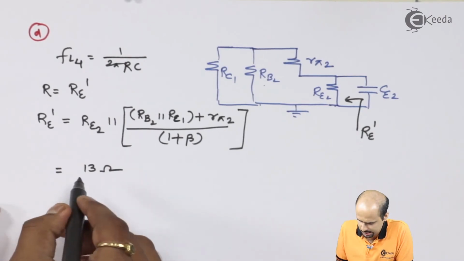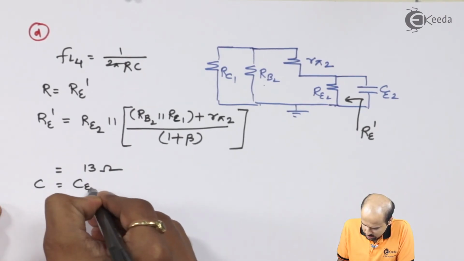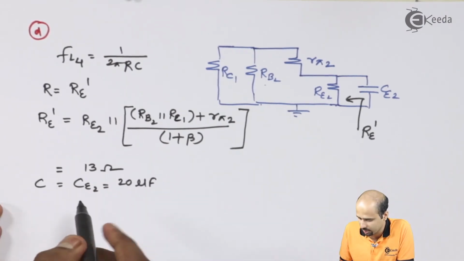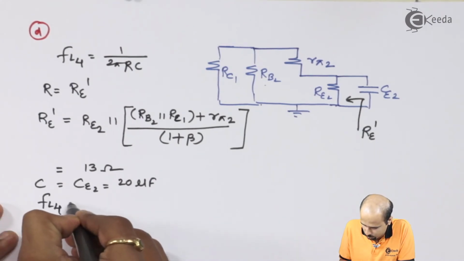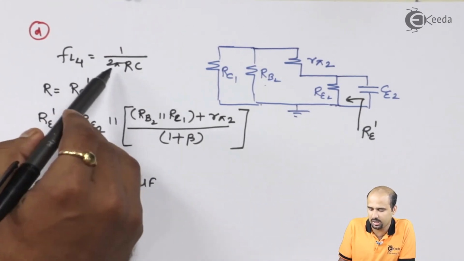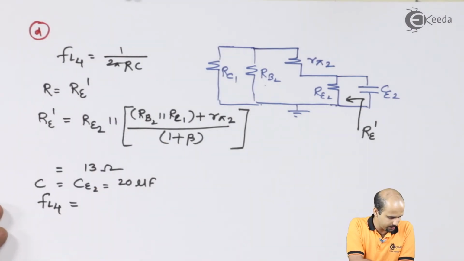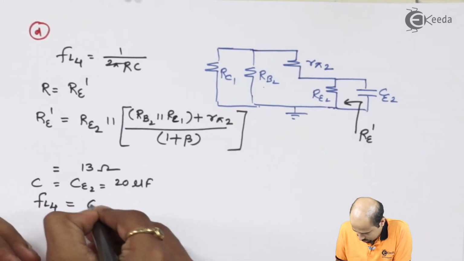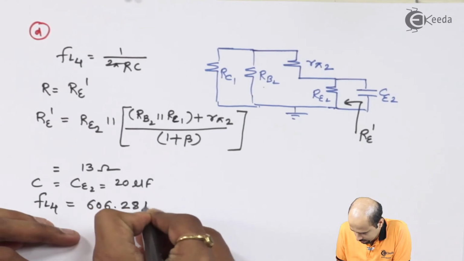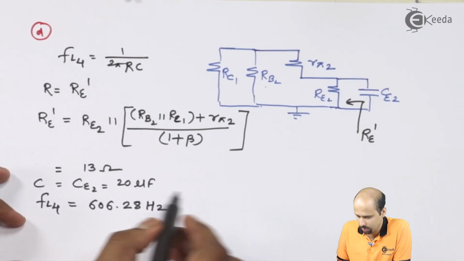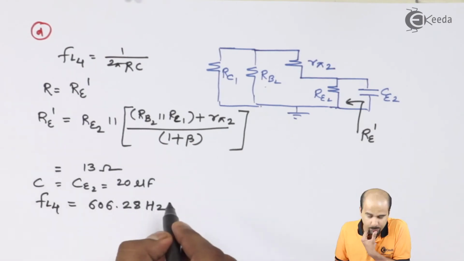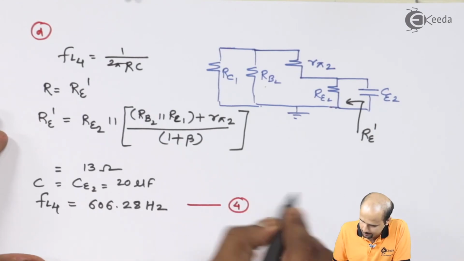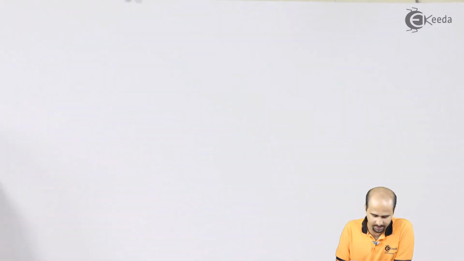So very low valued resistance, 13 ohm, and C is equal to CE2, which is given as 20 microfarad. All these values of capacitances are given, so we just have to find the value of FL4 by putting these values of C and R in this particular formula. So we'll be getting the value of FL4 as 606.28 hertz. That's a very high value, right? So FL4 is equal to 606.28 hertz.